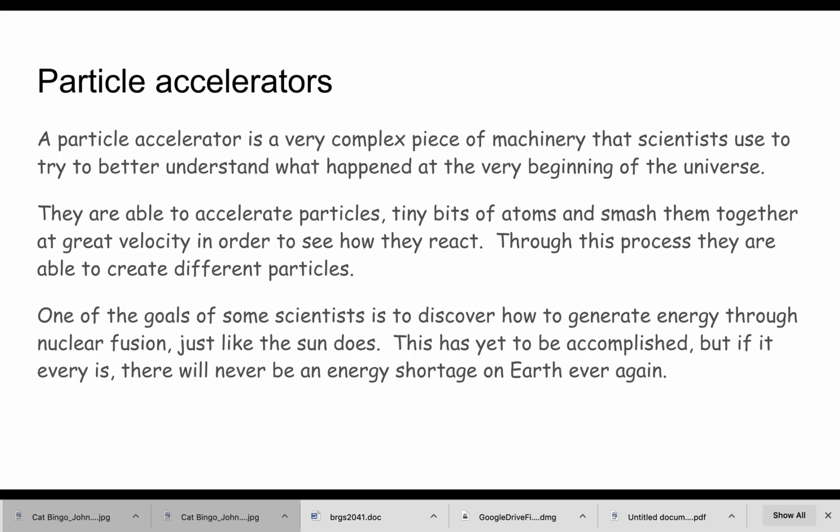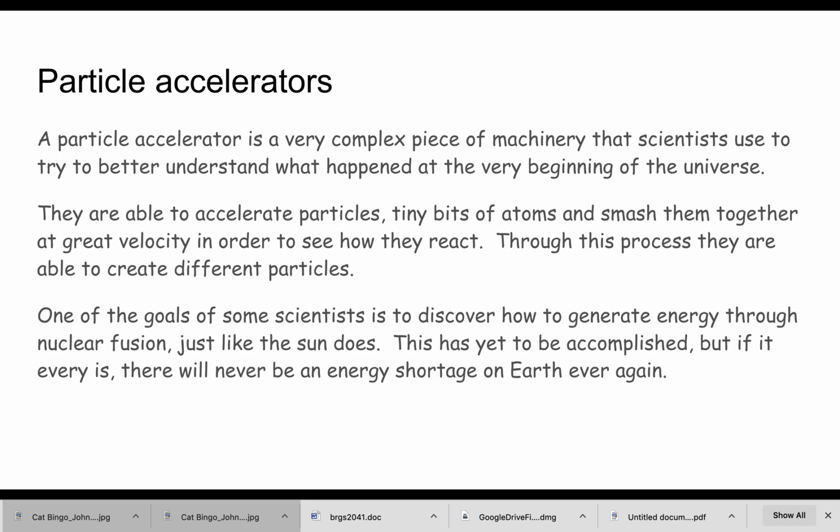One of the ways that we can try to understand what's going on inside of a star is by using a particle accelerator. This is a very complex piece of machinery that takes individual particles, which are bits of atoms, things like protons and neutrons, and fires them at each other at near light speed and collides them. And when they crash together, they form different particles. Some of those other particles are called hadrons and bosons and muons. And by studying the properties of these particles, scientists are hoping to figure out what it was like at the very beginning of our universe.